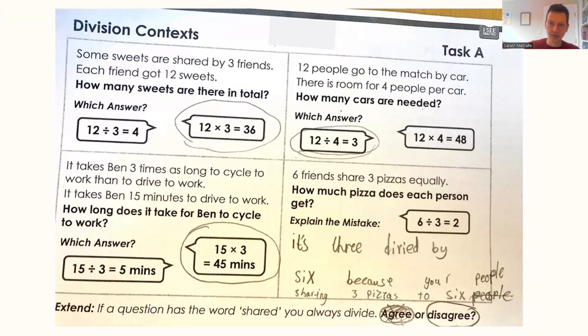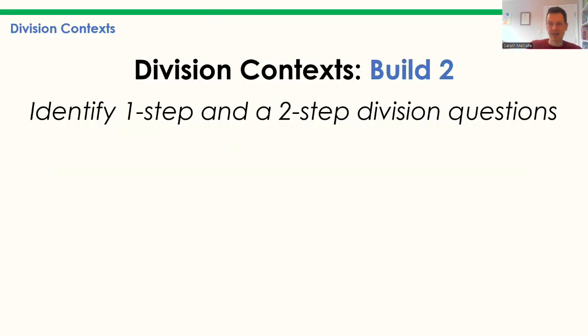And then they actually looked at the top left example and realized, well, there it says some sweets are shared by 3 friends. Each friend got 12 sweets. How many sweets in total? So that's not true, because that one's a multiplication question. And we have discussion around Task A.